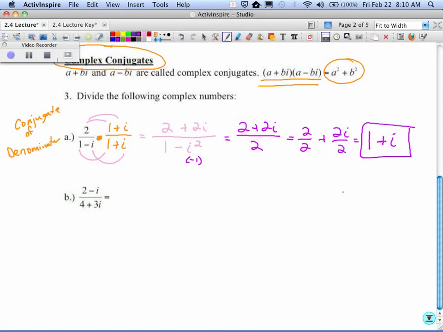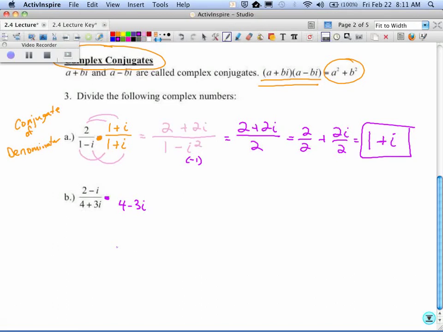So I'm going to give you a head start on B. What am I going to multiply by? Look at the denominator, and all you do is switch the sign between them. So the conjugate would be 4 minus 3i. By multiplying by the denominator's conjugate, I'll create a real number on the bottom. But you can't take a fraction or a rational expression and just multiply the bottom. You also have to multiply the top by the same thing. So really you're multiplying by 1.